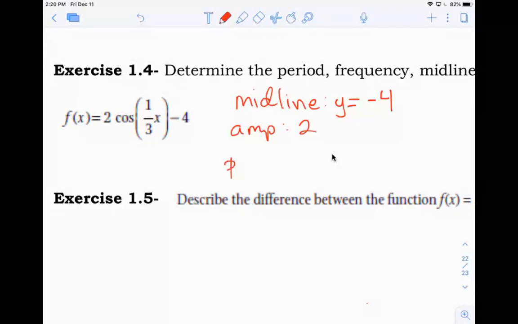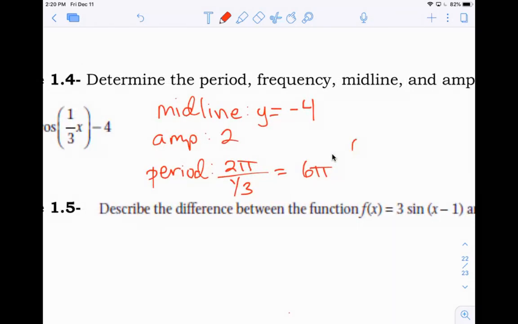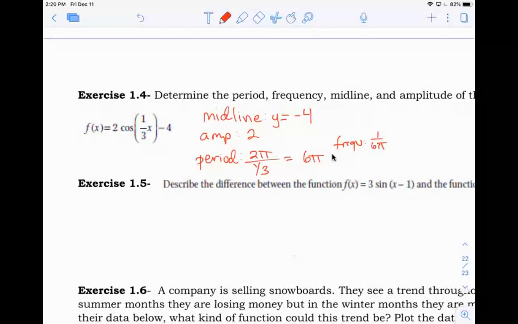The period here might take a little thinking. I've got the 2 pi period being divided out by 1/3, right? Being divided out by 1/3. It's 3 times as slow, aka 6 pi. And therefore the frequency is going to be 1 over 6 pi. We could have done the same thing, like made the frequency 1/3 over 2 pi and simplified. We would have gotten that and then flipped it back. Either way, that's what you get for all 3 of these.